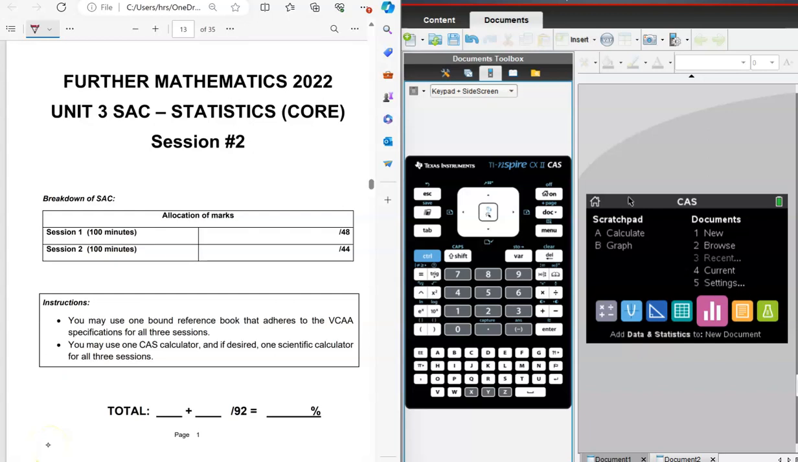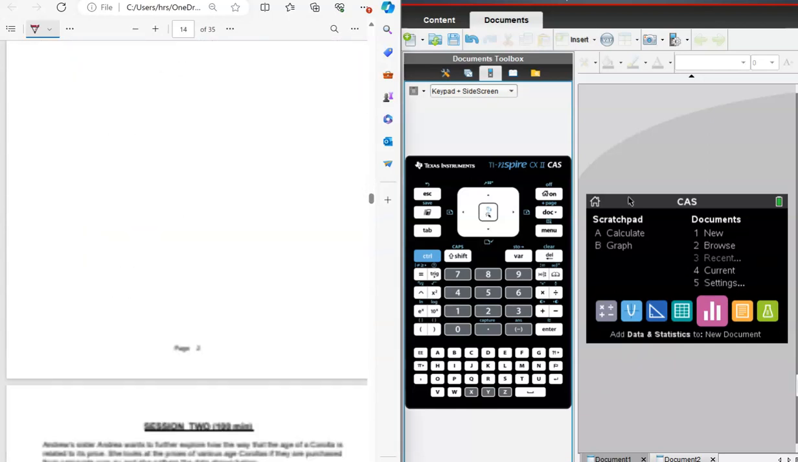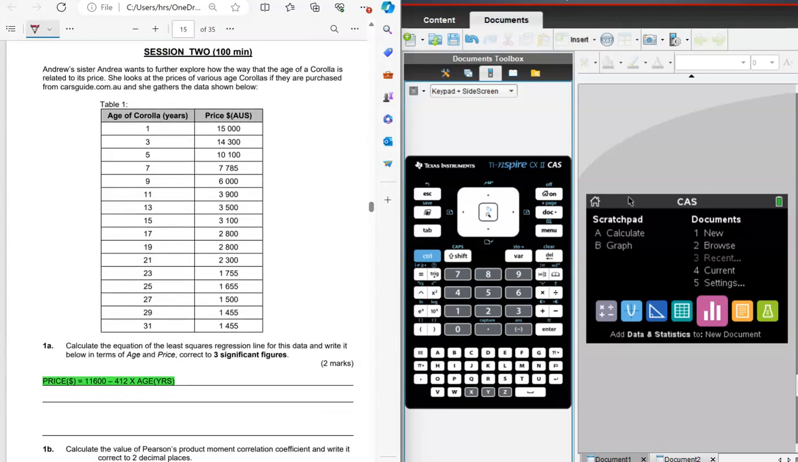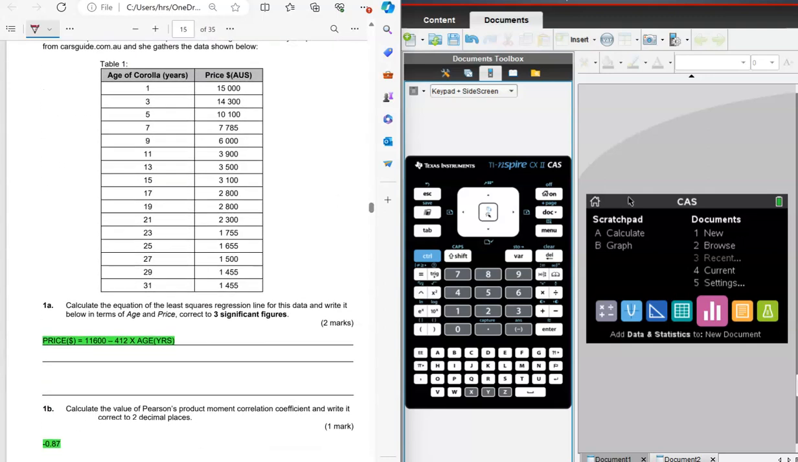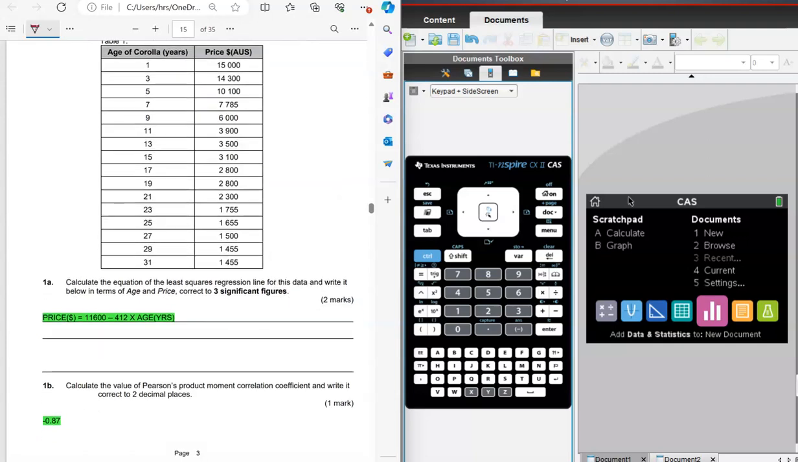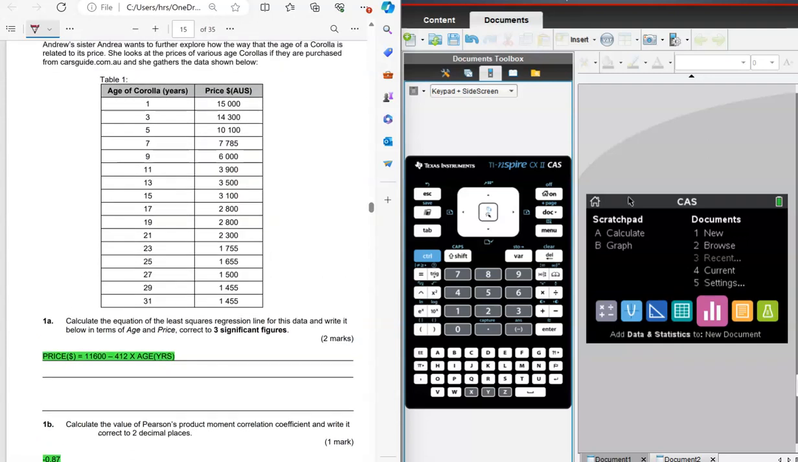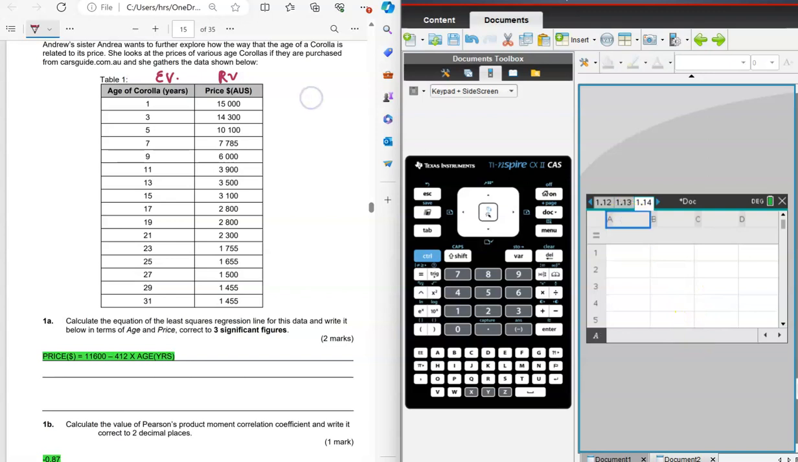Okay, here I'm quickly going to go through this practice stack with you to see how you do them. Okay, so we were originally given this data, with the age of the Corolla and the price. So they've asked us to calculate the equation. So the price would definitely be the RV, and this would be the EV. So you would just pop it into your list.